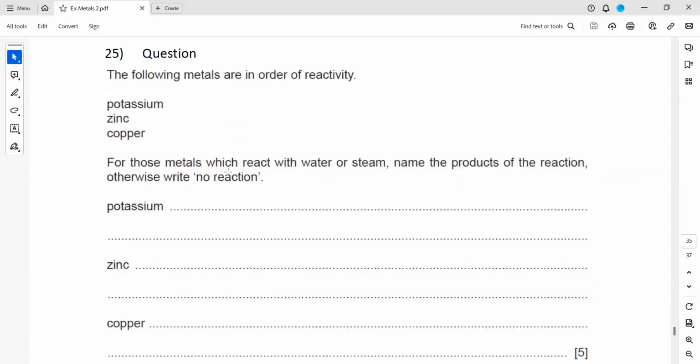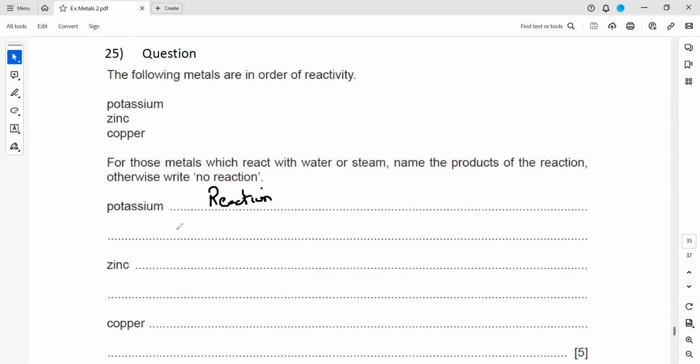Question 25, the following metals are in order of reactivity: potassium, zinc, and copper. For those metals which react with water or steam, name the product, and otherwise write no reaction. Potassium, will it react with steam? Is there a reaction? Yes or no? So yes, there will be a reaction.